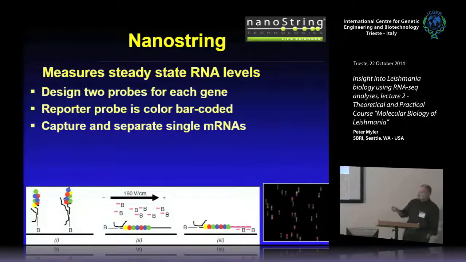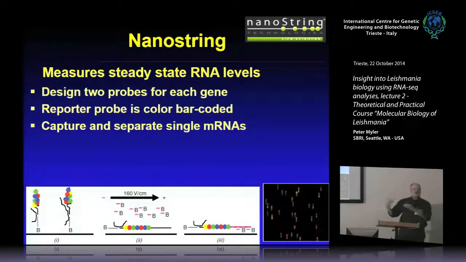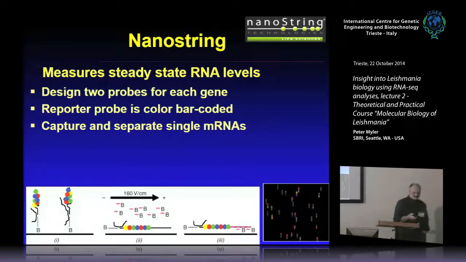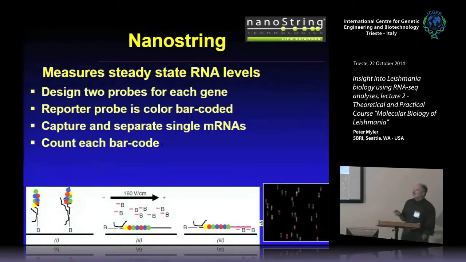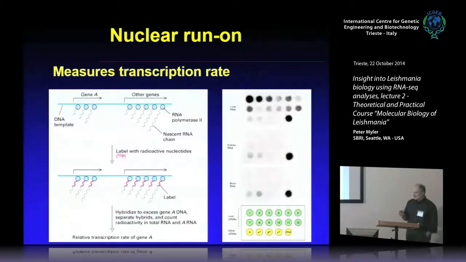And this is, of course, all automated. You don't sit down and count them yourself. So you can end up getting a count of the number of molecules of each messenger RNA that's on this glass slide. So essentially what you're doing is counting the number of molecules for each of those RNAs that were in the original RNA sample. And so you get a digital readout, and it's quite sensitive and quite reproducible.